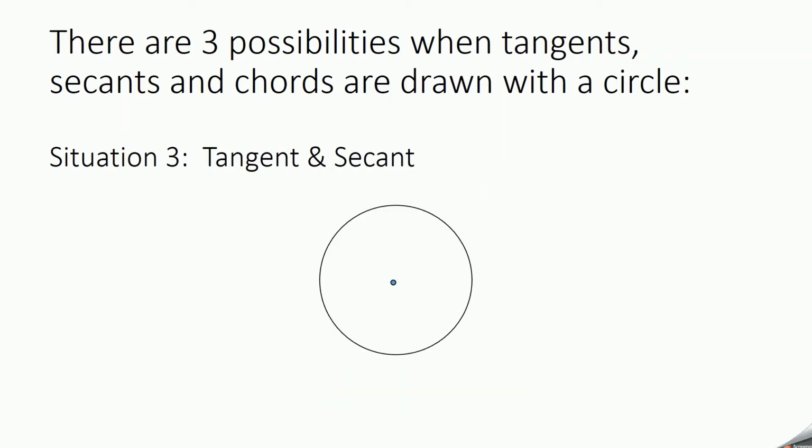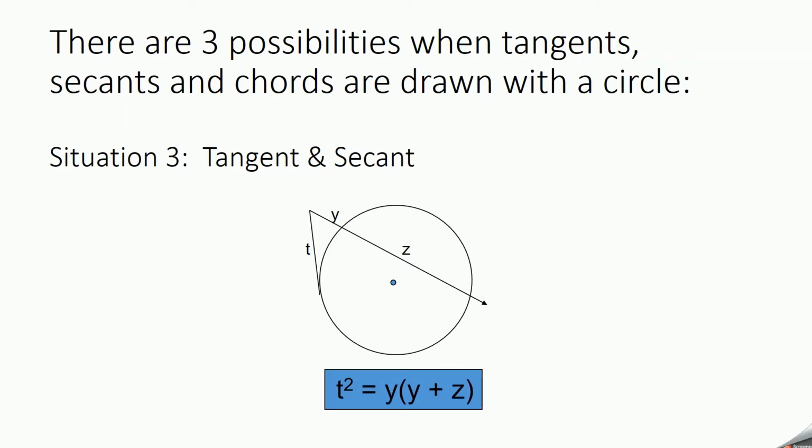The third possibility is tangent and secant. Reminder, a tangent is a line that grazes by the circle, touching it at only 1 point. A secant is a line that goes through the circle. So the tangent is labeled by T. The secant is labeled by Y and Z. So the formula is an adaptation of situation 2, and it's the tangent squared equals Y times Y plus Z in this picture. T squared equals the outside Y times the entire section Y plus Z. T squared equals Y times Y plus Z.